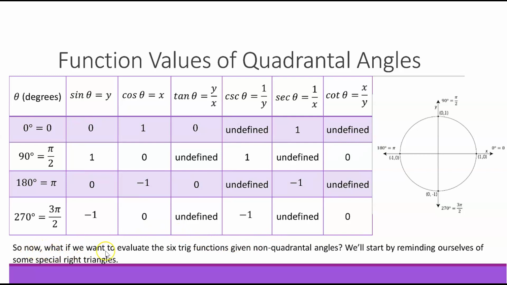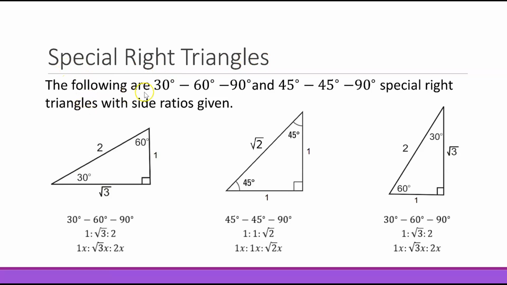So now, what if we want to evaluate the 6 trig functions given non-quadrantal angles? We're going to start by reminding ourselves about some special right triangles. The following are 30, 60, 90 and 45, 45, 90 special right triangles with side ratios given. Here I have a 30-degree angle, and opposite it has a side length of 1. My 60-degree angle has an opposite side length of radical 3, and opposite the 90-degree angle is a side length of 2. The length of the hypotenuse is 2.